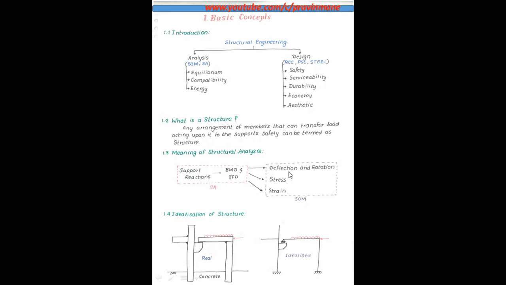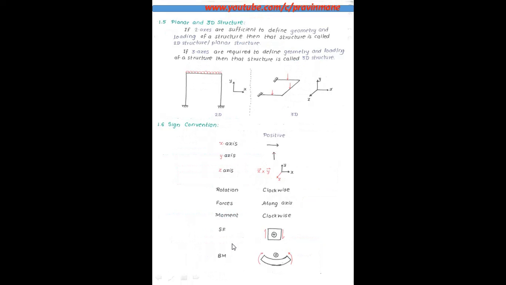Then here is the comparison between the real structure and the idealized structure. In the idealized structure, the joint here is a roller joint, and in the real structure the joint is like this. Next is the planar structure and 3D structure. If two axes are sufficient to define the geometry and loading of a structure, then that structure is called a planar structure or 2D structure. If three axes are required to define the geometry and loading of a structure, then that structure is called a 3D structure. Here I have given an example: 2D structure with x direction and y direction, and this is 3D with x, y, z axes.